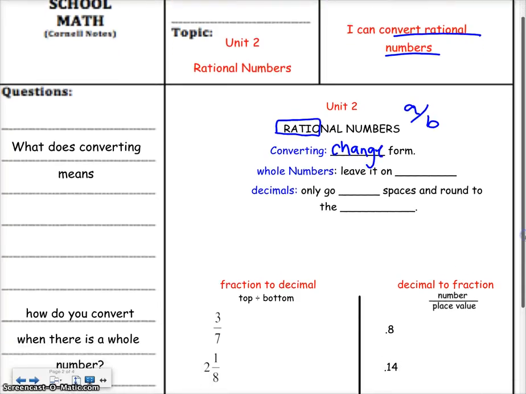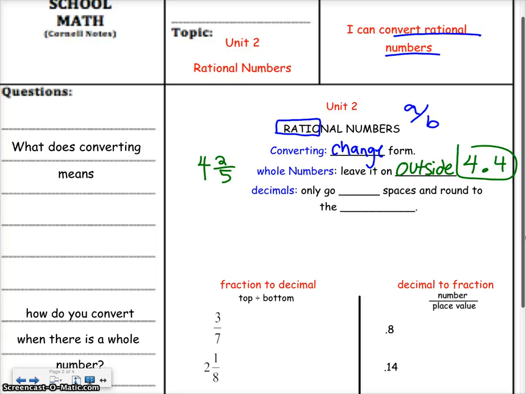You're going to be dealing with whole numbers today, meaning 4 and 2 fifths. When you convert this rational number, you're going to leave the whole number on the outside. So you're going to go 2 divided by 5 is 0.4, right? And then you just put the 4 on the outside, 4.4. So that's what you do when you have whole numbers. You deal with the fraction part, put the whole number on the side.